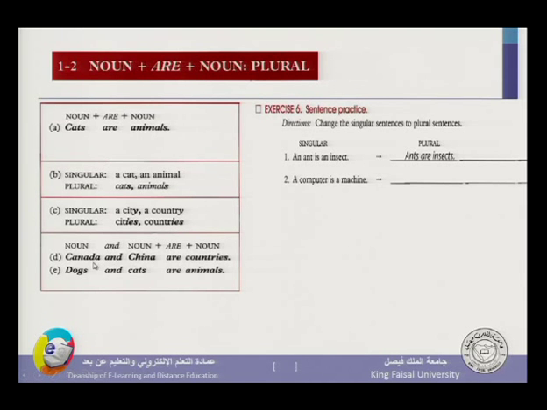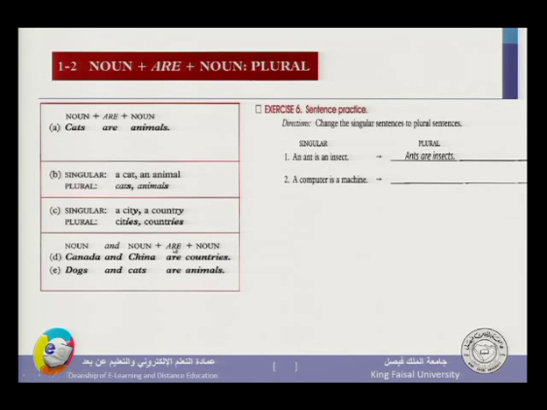Now look at this, Canada and China. Is it one country or two countries? Yes, they are two countries, which means they are plural. In English, we don't have the dual form, either singular or plural. If you have two, this means it's plural, all right? So Canada and China, two countries, then we treat them as plural.